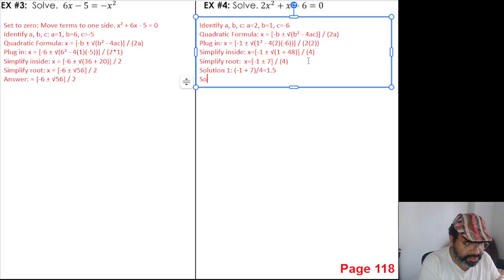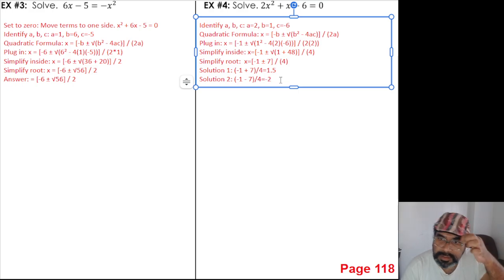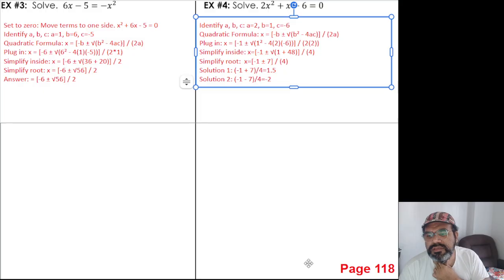Then solution number 2, it's going to be the same equation as you see here, but now it is negative 7. It's going to be equal to negative 2. Great. That's a way to solve this using that formula.